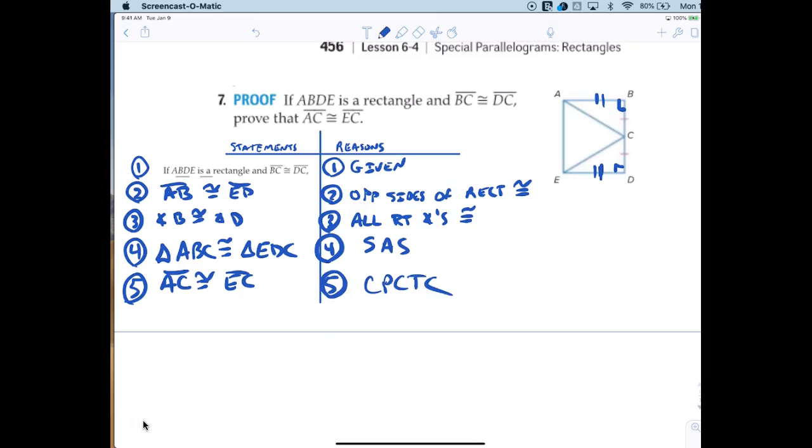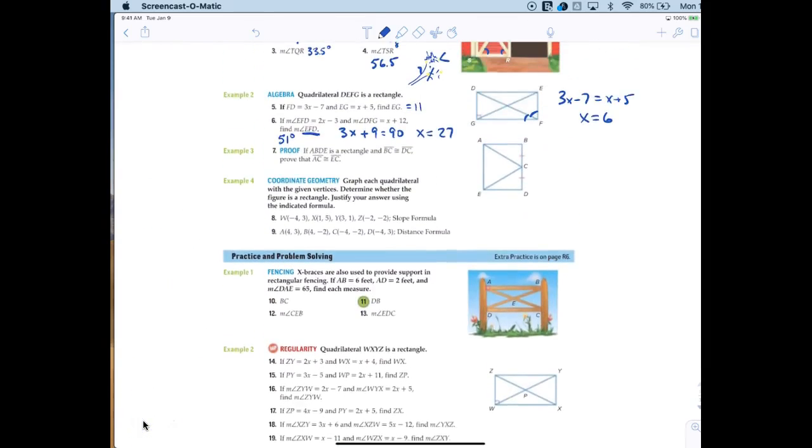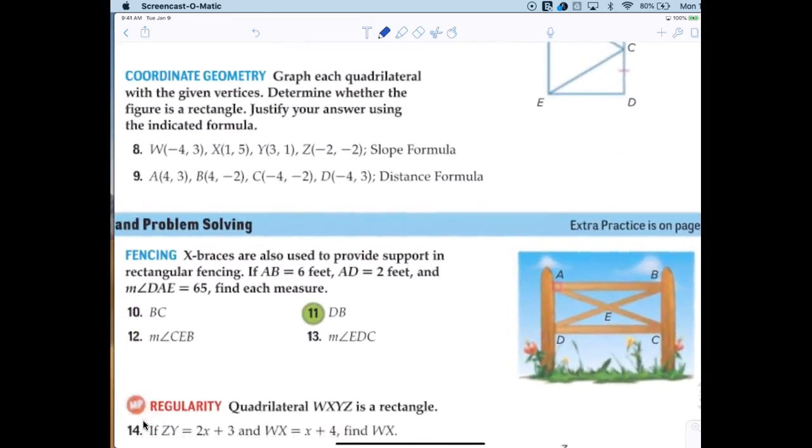All right, guys, I really don't think that's that hard. Everybody should be able to look at that figure, look at that shape, know what you know about rectangles, and be able to conclude that AC has to be equal to EC. All right, let's see if there's anything more challenging.